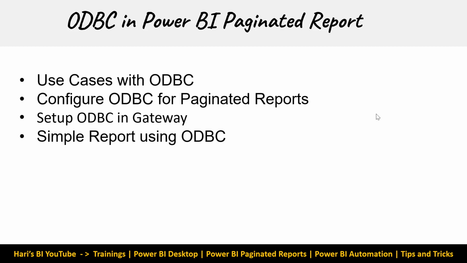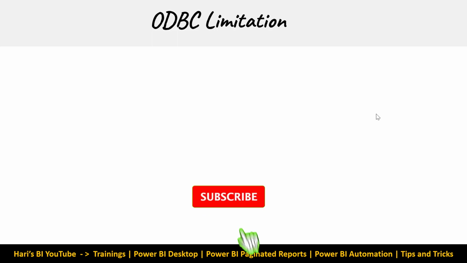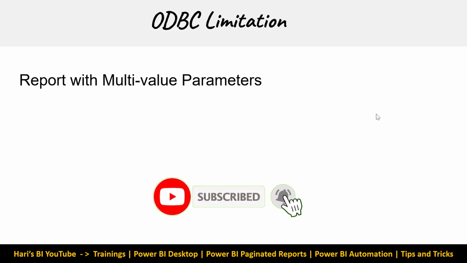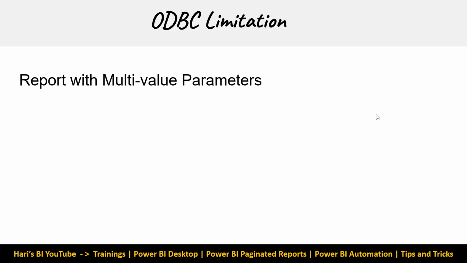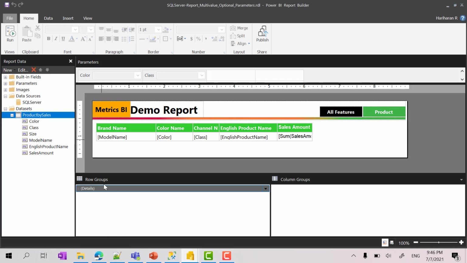In this video, I am going to talk about some of the limitations in ODBC. Let's get started. The main limitation is multi-value parameters. ODBC does not support multi-value parameters. Let me show you how to handle this limitation and what solutions we have to overcome it.